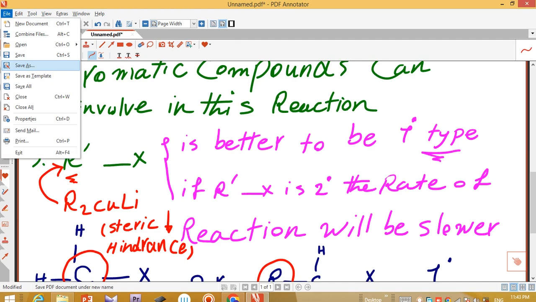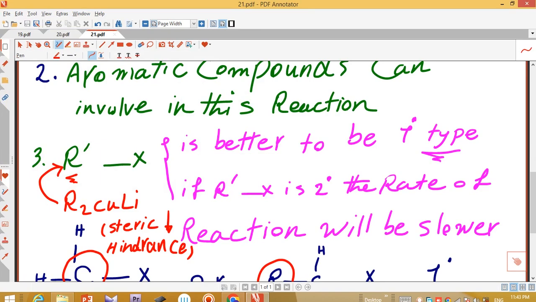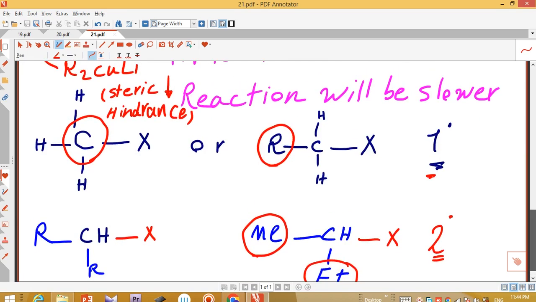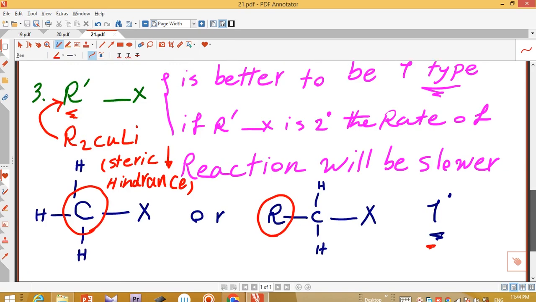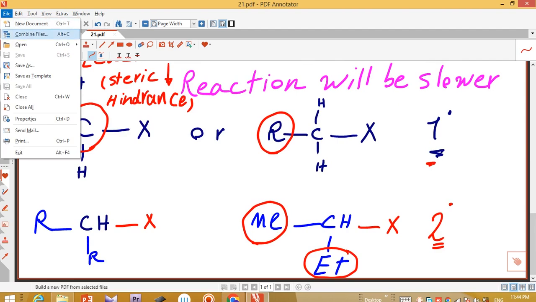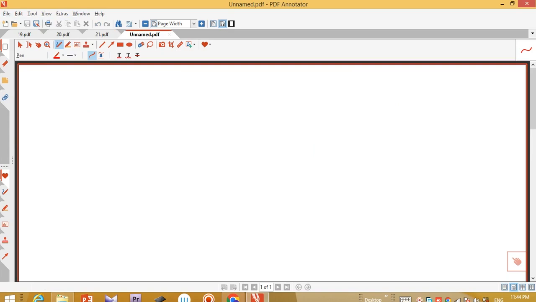Okay, so these are the different rules of Gilman reactions. So remember, R'(X) is better to be methyl halide, or after that carbon type 1, and after that carbon type 2. The rate for carbon type 2 is considerably slower, and I told you why. So let's save it and let's go to a new document. Very easy. I told you from 0 to 100 about Gilman reactions.